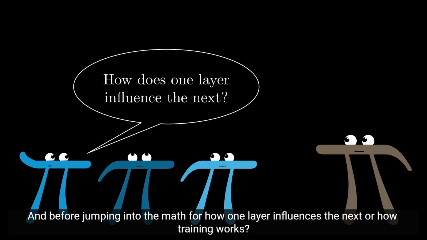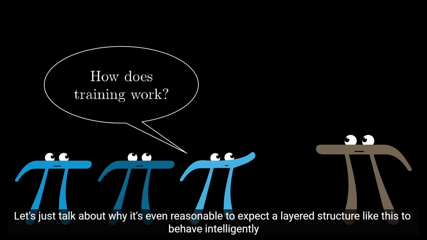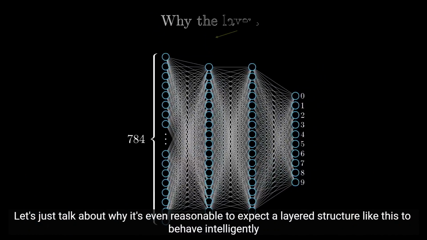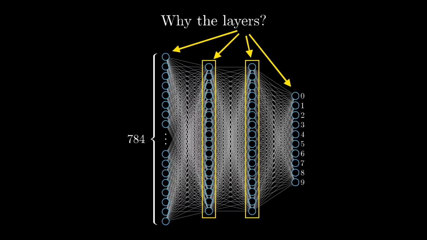And before jumping into the math for how one layer influences the next, or how training works, let's just talk about why it's even reasonable to expect a layered structure like this to behave intelligently. What are we expecting here? What is the best hope for what those middle layers might be doing?